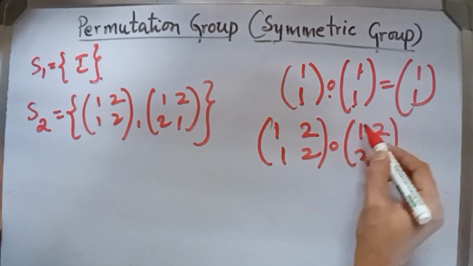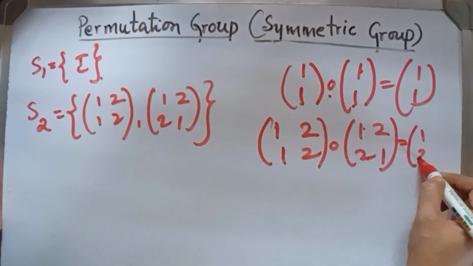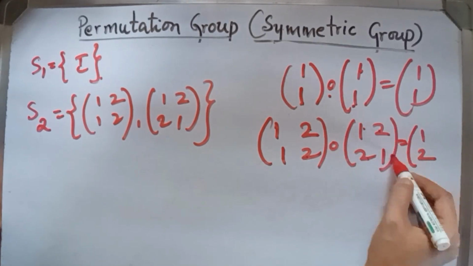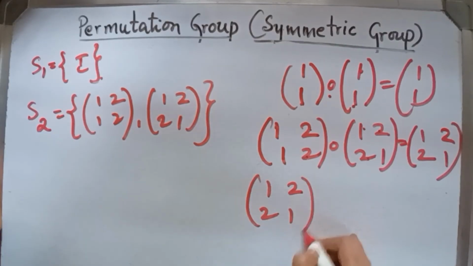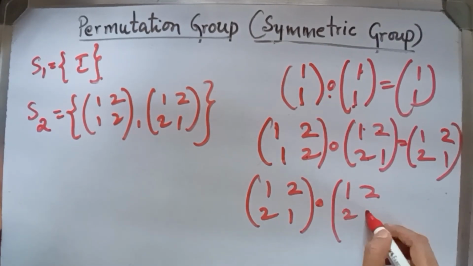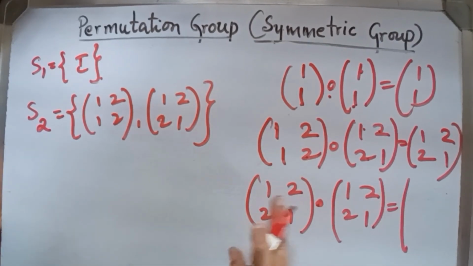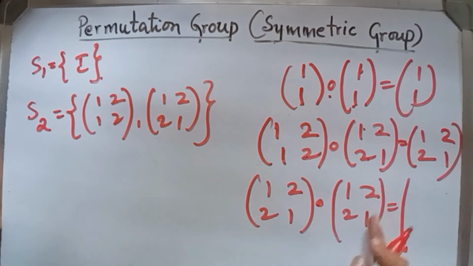1 goes to 1, 1 goes to 2, so 1 goes to 2. 2 goes to 2, 2 goes to 1, so 2 goes to 1. Similarly, if you take the composition of (1 2; 2 1) with (1 2; 2 1), 1 goes to 2, 2 goes to 1.